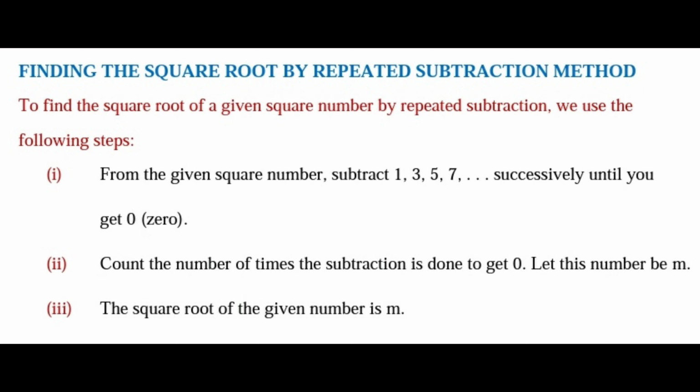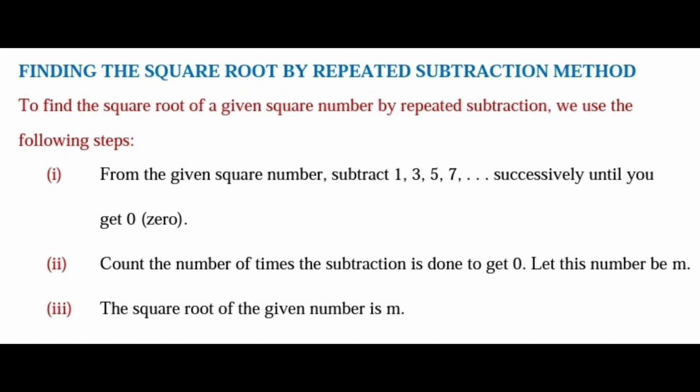The first point is, from the given square number, subtract 1, 3, 5, 7, etc., all these odd numbers, successively until you get 0.